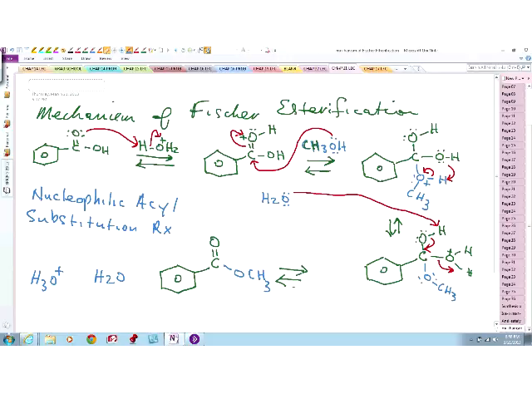Now, you also notice this. Each one of these processes here is reversible, which is to say that if we want to go from an ester to a carboxylic acid, we simply add a lot of water in the presence of dilute acid. We go back to the carboxylic acid. That would be hydrolysis. On the other hand, if you want to make the ester starting from the carboxylic acid, we add a lot of alcohol with a little bit of acid, and that will drive the equilibrium to forming the ester. So what drives the equilibrium in the formation of the ester is the fact that you are using excess of the alcohol. On the other hand, if you want to go from the ester to the acid, you will use an excess of water. So it is a reversible process.